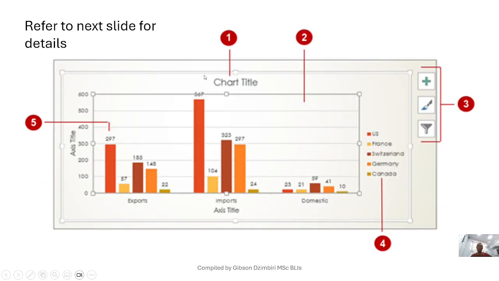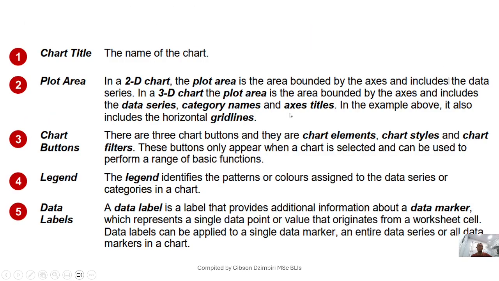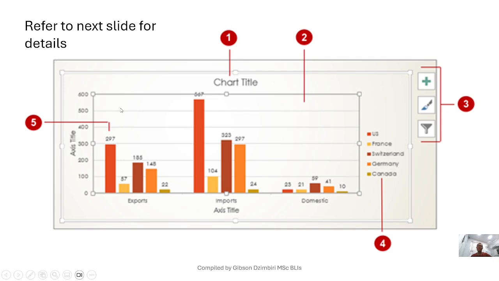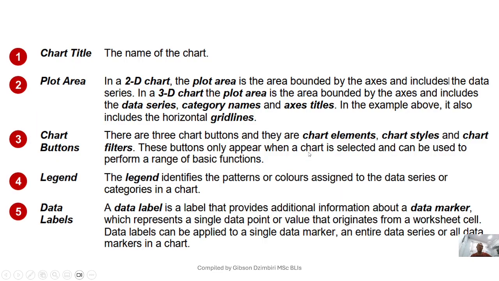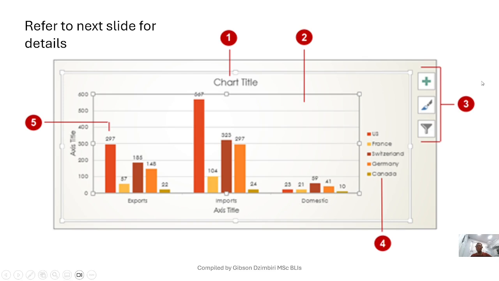Number 1 is the chart type. Number 2 is the plot area. So this is the plot area. As we have seen, all the data has been plotted here. So this is the plot area. Chart buttons. So these are the chart buttons. So you can use these buttons to manipulate your chart.